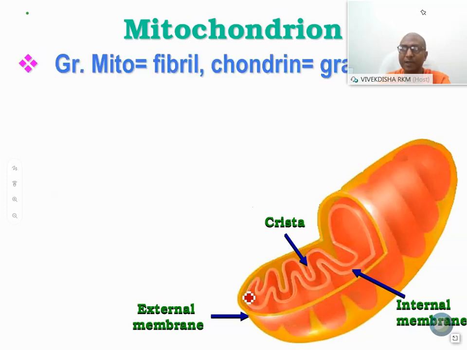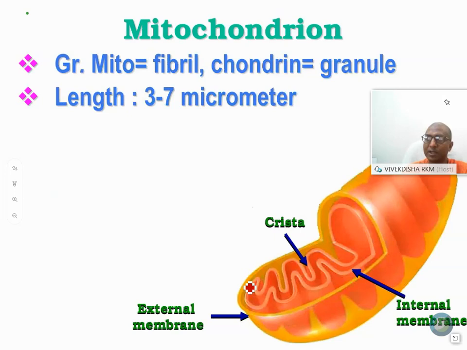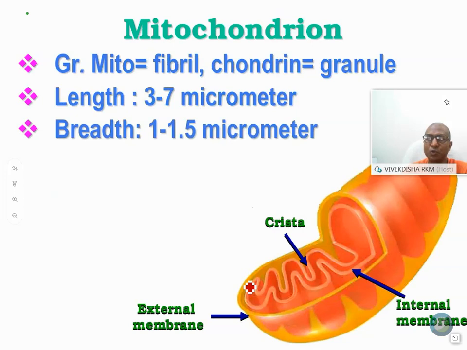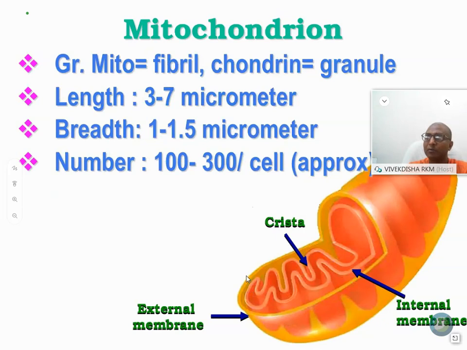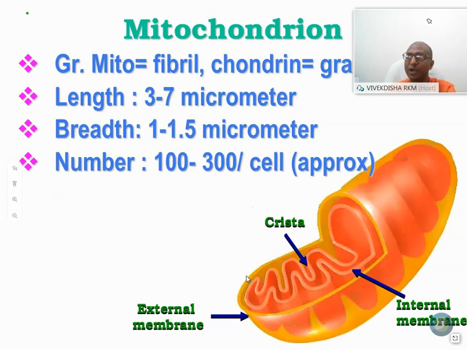Mitochondria are of fibrillous or granular type, and they are smaller in structure, 3 to 7 micrometer in length, and breadth 1 to 1.5 micrometer. What should be the number? It depends on the energy release required by the cell. In a muscle cell, more will be required because muscle requires more energy generation to work hard. In other cells, 100 to 300 mitochondria per cell is sufficient to generate energy.